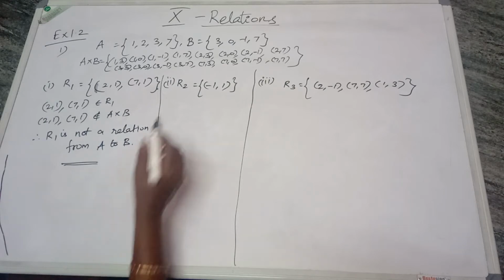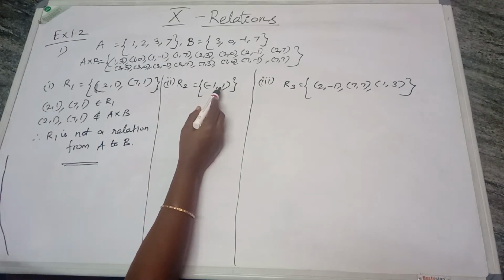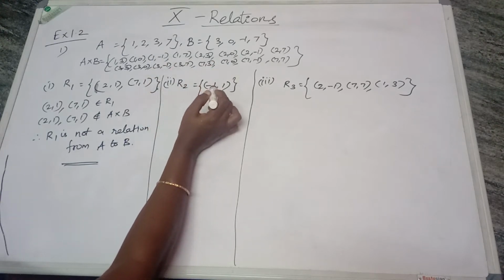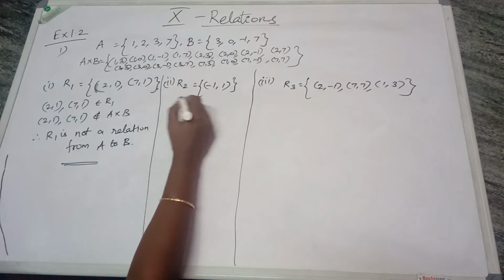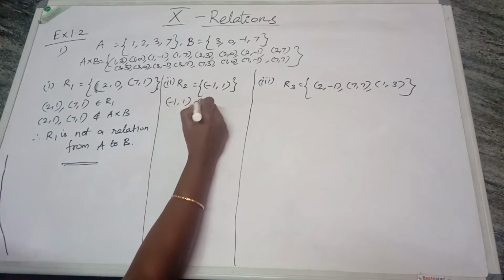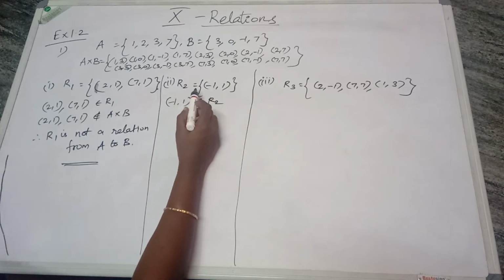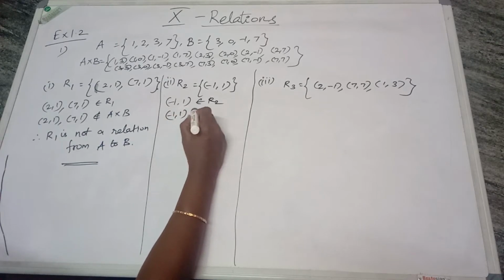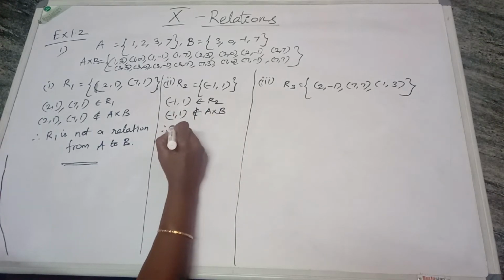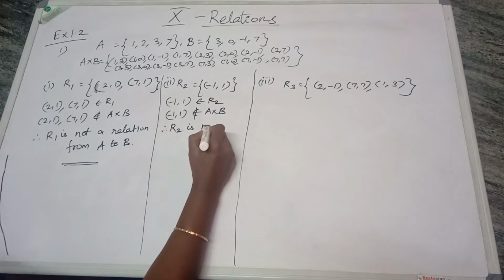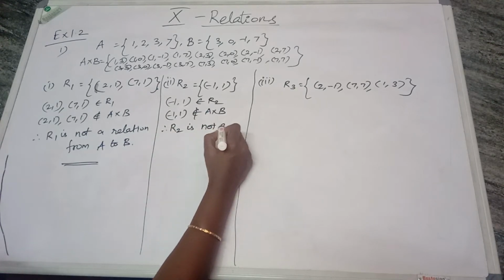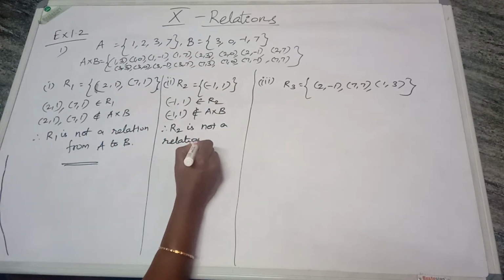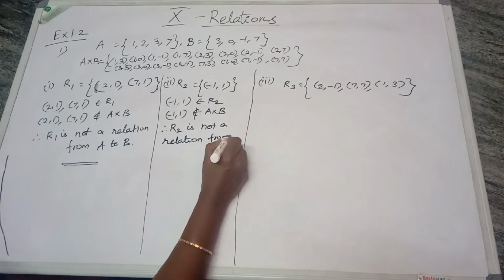Then we can see the second relation R2. Is (-1, 1) there or not? See here, there is no (-1, 1) because there is no -1 in the first set. So this (-1, 1) is in R2, but the same (-1, 1) is not in A cross B. Therefore, R2 is not a relation from the given set A to B. We say the relation is not a relation from A to B.